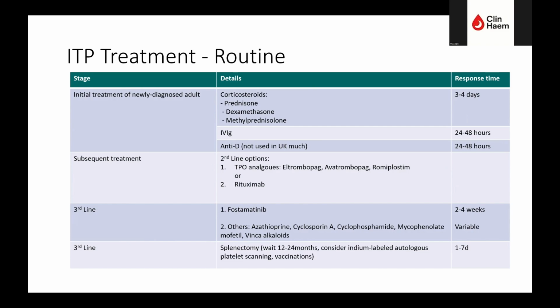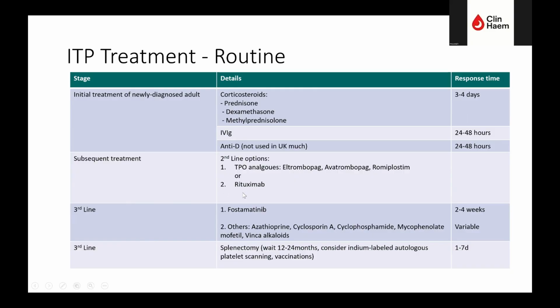Subsequent management, if these things haven't worked, and of course, there are two options, TPO analogs or rituximab. Most people would now favor TPO analogs because of ease of use, etc. Oral ones are eltrombopag and avatrombopag. Eltrombopag has got dietary restrictions, so no dairy products and multivitamins, etc., a few hours before and after. Avatrombopag does not. Romiplostim is a subcut given once a week or so.